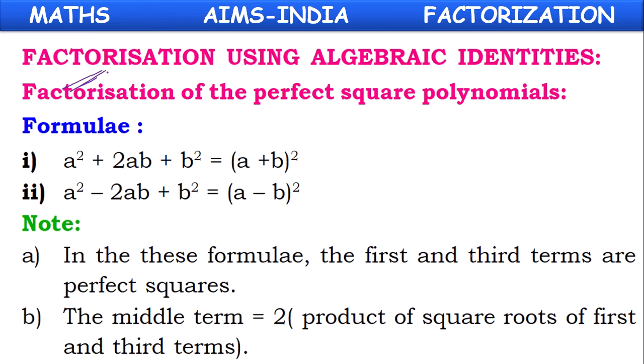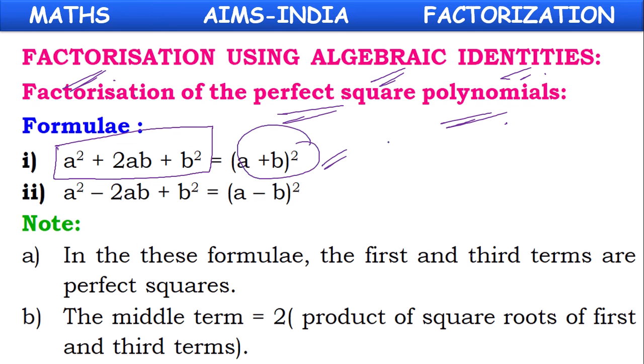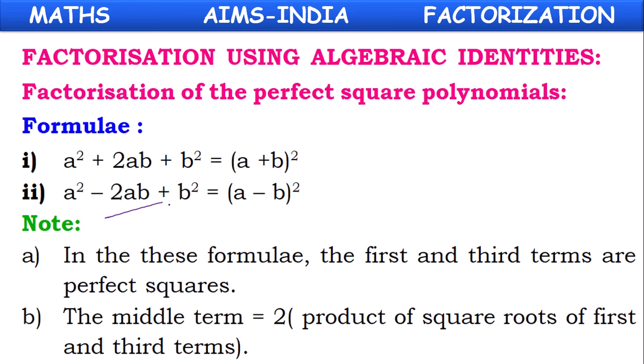Now, factorization using the algebraic identities. That is mainly perfect square polynomials, meaning the polynomials which can be written as perfect squares. Now, a square plus 2ab plus b square is a polynomial as it has many terms. This can be written as (a plus b) whole square, which is a perfect square. And a square minus 2ab plus b square is also a perfect square, (a minus b) whole square.